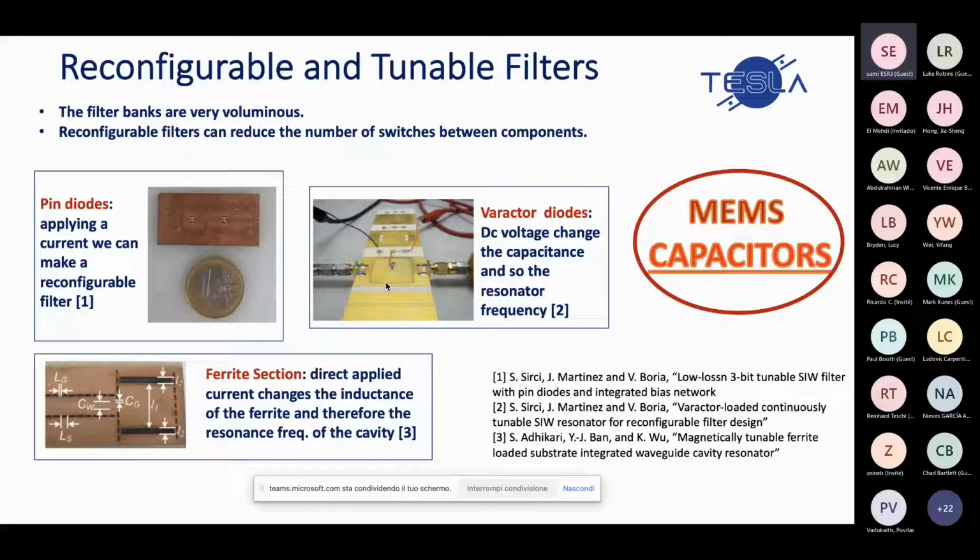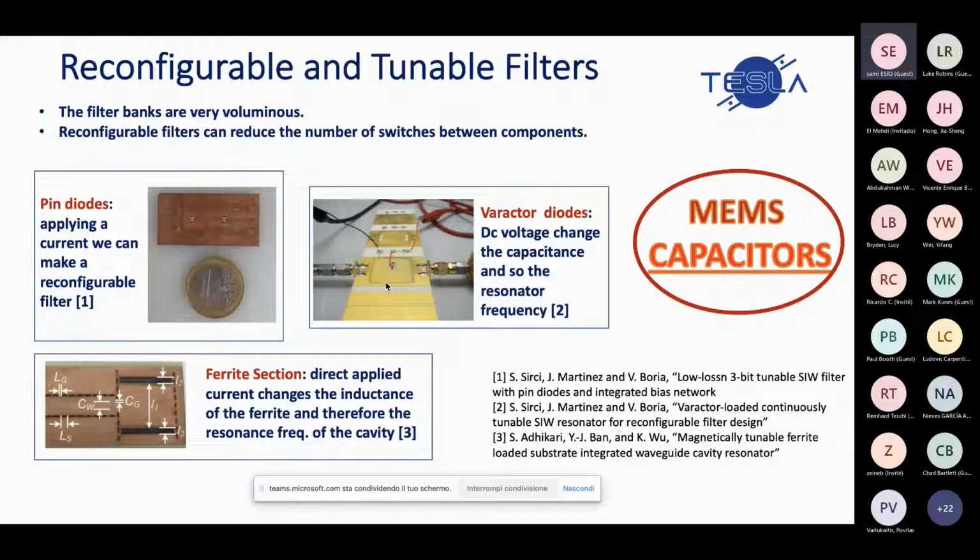There are different tuning elements that can be used in SIW technology. For example, sections of ferrite: inserting a small piece of ferrite and applying a direct current, we can change the inductance and so the resonance frequency of the cavity. Also, PIN diodes can be used: applying a DC current, elements can be switched on and off, and so make a reconfigurable filter. For the varactor diodes, we apply a DC voltage to change the capacitance and so the resonance frequency of the cavity. There are also metallic rings connected or disconnected to ground, and for example, also capacitive posts allow us to make a reconfigurable filter with a high quality factor.